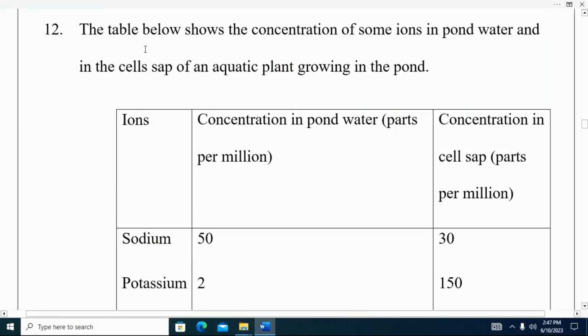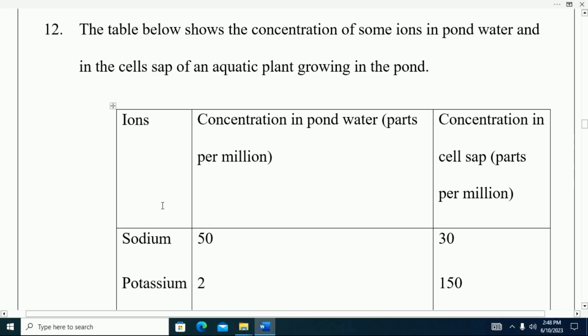The table below shows the concentration of some ions in pond water and in the cell sap of an aquatic plant growing in a pond. So they are showing you a concentration of some ions in pond water, that is in water, and cell sap, that one is in an aquatic plant, that is a plant that grows in water.